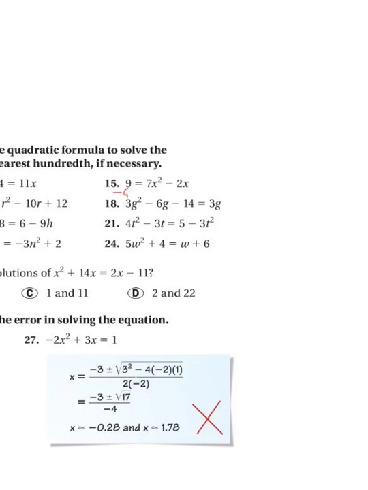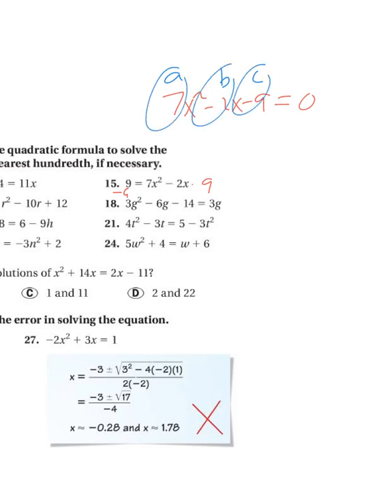So in this case, I'm going to subtract 9 from both sides. So I'm going to say that my equation is 7x squared minus 2x minus 9 equals 0. So this is my A, B, and C. I'm going to have positive 7, negative 2, and negative 9. But again, realize if you have all the signs flipped, it actually will still work.